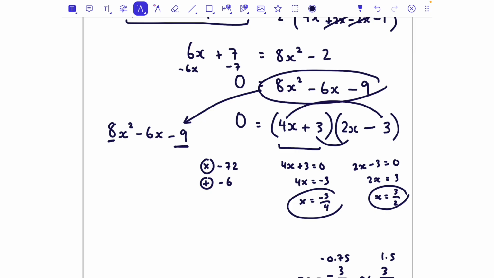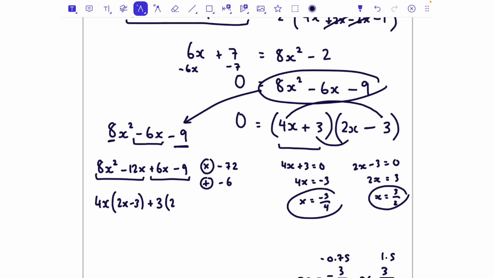So I'm looking for two values that multiply to make minus 72, but add to make minus 6. So 12 times 6 would do that, wouldn't it? 12 times 6, good. And then what we do is we rewrite this middle bit as minus 12 add 6. So 8x squared minus 12x add 6x minus 9. You then factorise the first two terms and factorise the second two terms. So this bit is going to be 4x, 2x minus 3, add, and then the second set of 2 is going to be 3 on the outside, and then 2x minus 3.